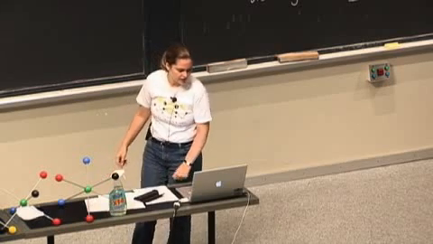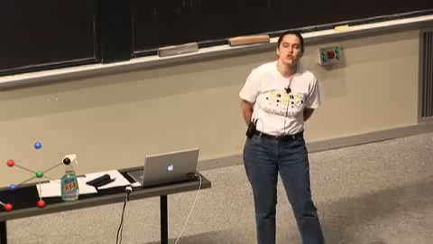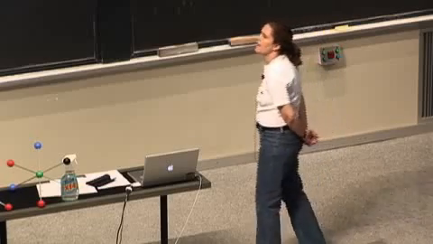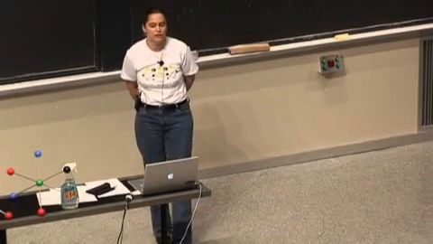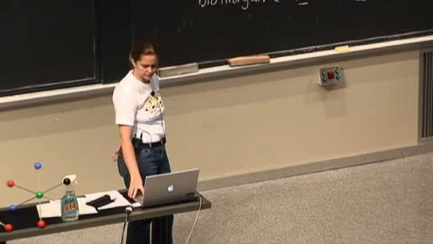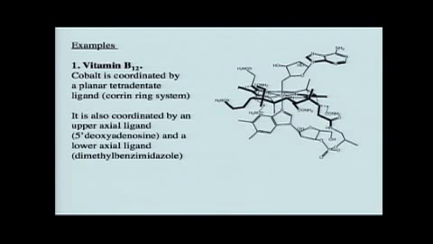All right, so chelates bind with more than one point of attachment, and metal chelates are unusually stable. This property is due to favorable entropic factors. So we're back to entropy, we're back to thermodynamics. This has to do with the fact that when a chelate binds a metal, it releases a lot of water, and that makes the chelate pretty stable. So let me give you some examples of chelates, and then we're going to come back and think about the chelate effect again.